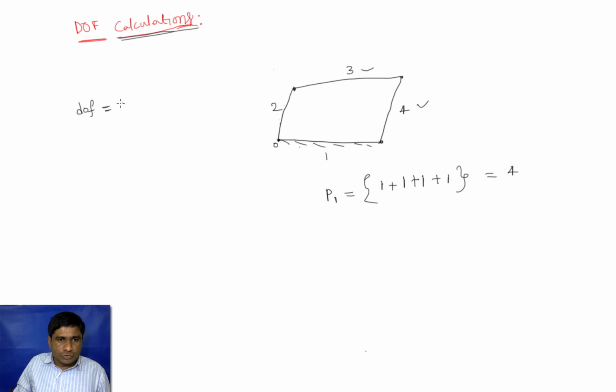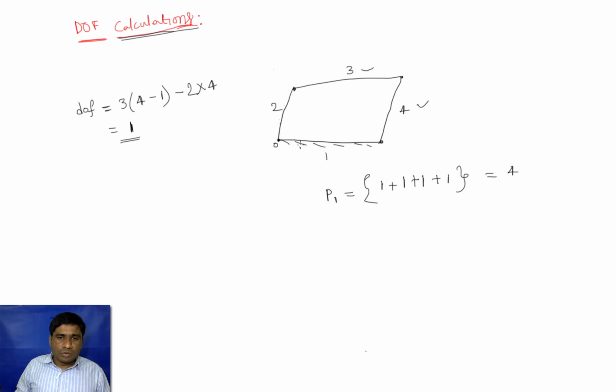So if I substitute in the equation 3 into (n minus 1), how many links are there in this particular mechanism? 4. So n is 4, minus 1, minus 2 into p1, that is 4, and here p2 is 0. Why? Because there are no link pairs having degree of freedom 2. So p2 is 0 here. So how much is this? 9 minus 8, that is 1 degree of freedom. It is as simple as this.